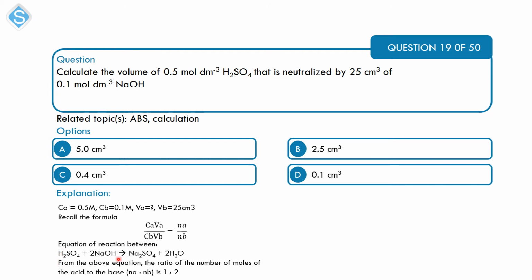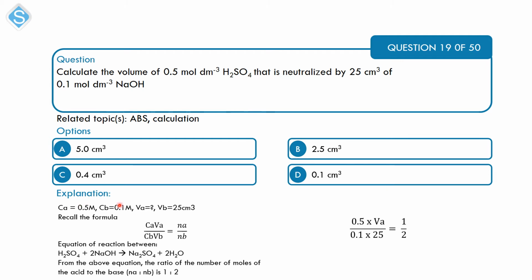This is an acid-base reaction, so you expect that the acid will react with the base and produce a salt and water. If you look at this equation, you realize that the ratio of the number of moles of the acid to that of the base is 1 to 2. The coefficient here is 1, and here it is 2 for the base. So your NA we take as 1 and your NB we take as 2. Then next we recall the formula.